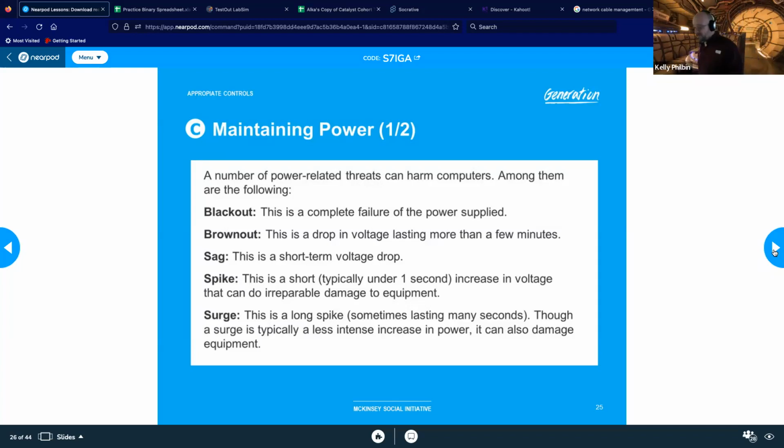They're usually built into UPSs, but at the very least, if you don't have an uninterruptible power supply on your computers at the house, at least a surge protector would be recommended for any expensive electronics. And then, longer than a spike is a surge. And that is a long spike, sometimes lasting many seconds. It's typically less intense than a spike, but it also can be very damaging to equipment. If you live in places with older power grids, these are regular occurrences. I'm looking at you up in the Northwest or Northeast.